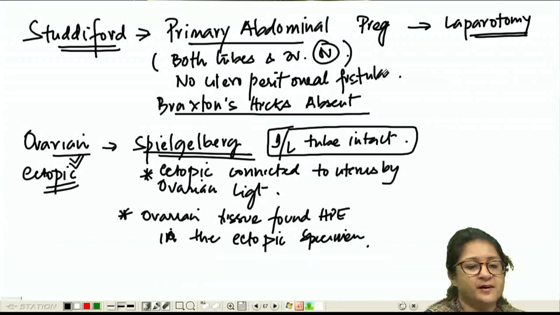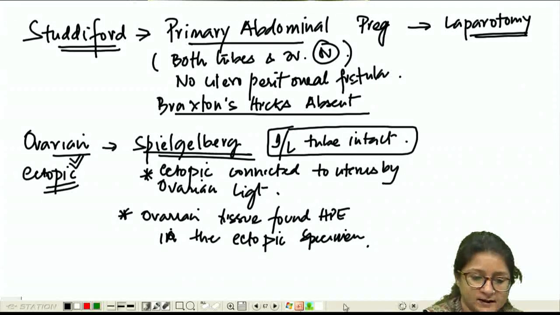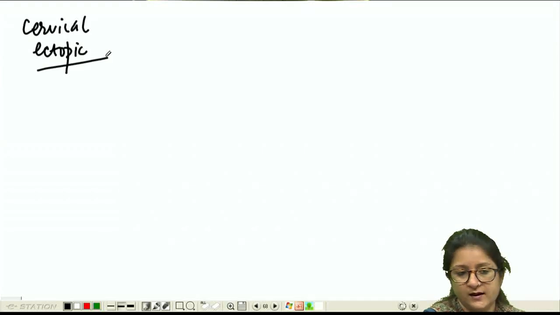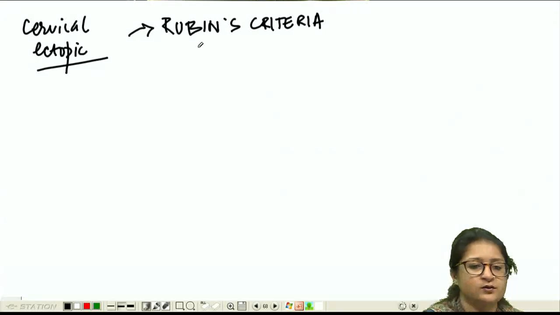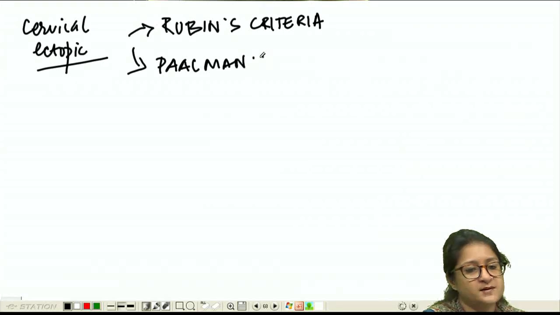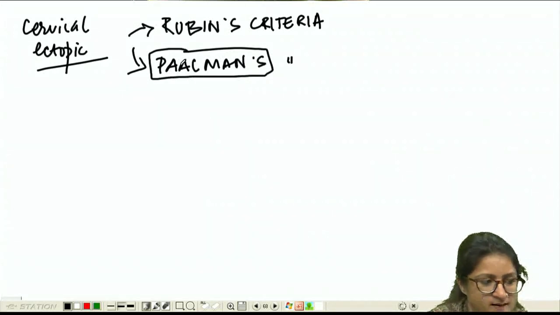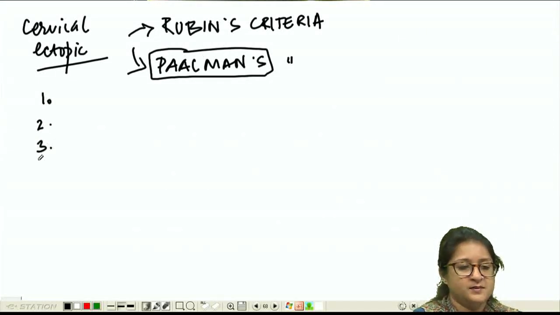Studiforth criteria is for primary abdominal pregnancy. So these are two important criteria. Then we have the cervical ectopic. With cervical ectopic, on the other hand, there was a criteria called Rubin's criteria. It was used in the past, it is no longer used anymore. Now we have a new, better criteria, which is Parman's criteria. Now this Parman's criteria is a better criteria. It's more commonly used these days for cervical ectopic. There are 5 characteristics in Parman's criteria.